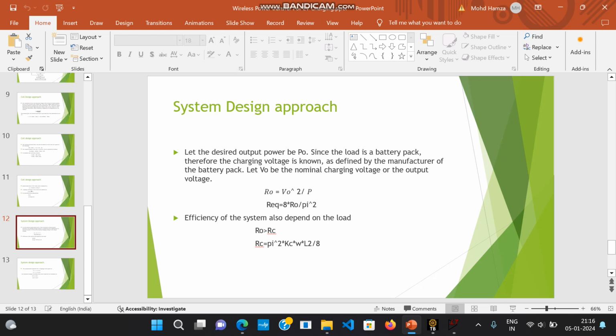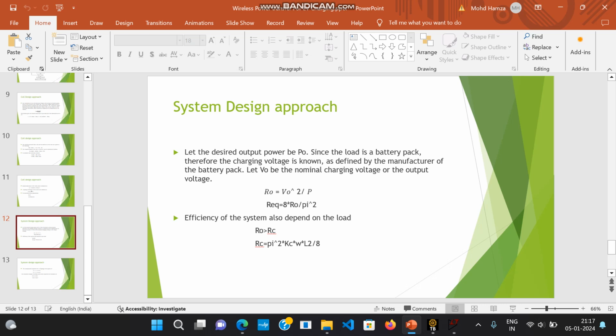Assume that we are considering the output in the form of batteries. So we are connecting 4 batteries, each of 12 volts, in series. So at the output we will get a total voltage of 48 volts. So R naught can be calculated as V naught square, which is 48 square, divided by P. We are designing this system for 500 watts.